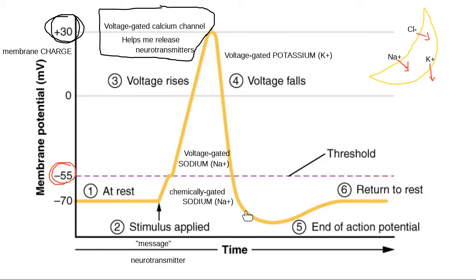And then I actually go a little bit too negative as we can see down here. That's because these voltage-gated potassium channels don't close fast enough, so we actually spit out too much potassium. We get a little bit extra negative down here. But the good news is I can use a couple of different mechanisms to get back to where I'm supposed to be. One of the things that helps me is that kind of channel protein that was always open.